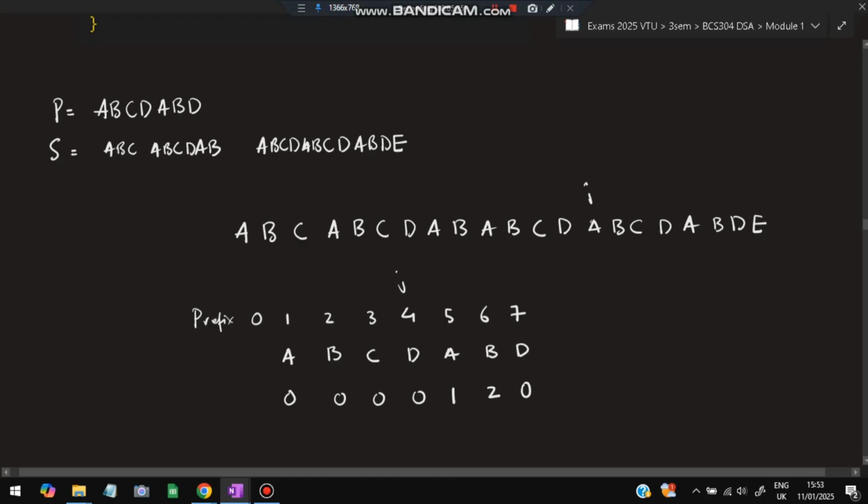J plus 1 is A and I's value is A. If it is same, we'll be incrementing it. So we have incremented it. Again, J plus 1 is equal to B, I is equal to B. Both are same, increment both of them.